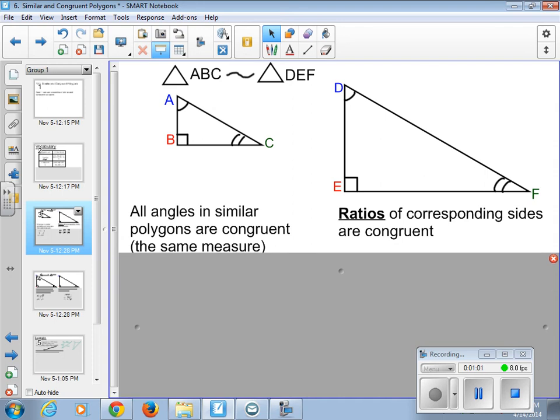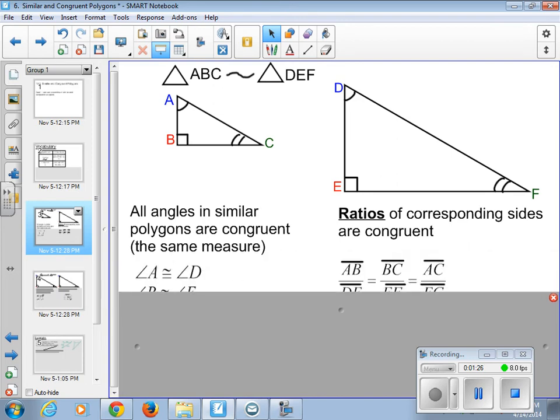All the angles in similar polygons are congruent. They have the exact same measure. Those little tick marks tell you that they're congruent. Angles A and D have one tick mark. Angles B and E have the right angle symbol. Angle C and angle F also have the same two tick marks. Ratios of corresponding sides are congruent. We'll get to that in a moment.